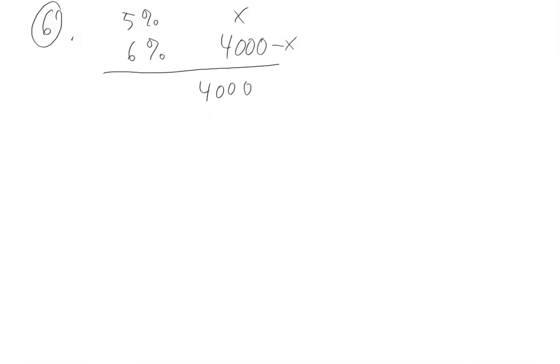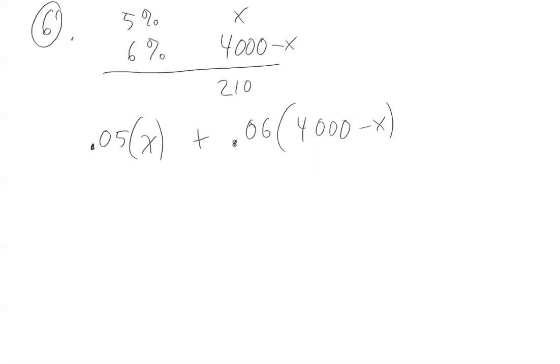And then it says the total interest earned for the year was $210. So $210 of interest is what you earned. So that means if you take your 5% as a decimal, which is 0.05, you multiply that by the amount of money that was in that bank account, and then you add on 6% interest multiplied by the amount of money that was in the other bank account, which is 4,000 minus x. Then the total amount of interest that you get equals $210.